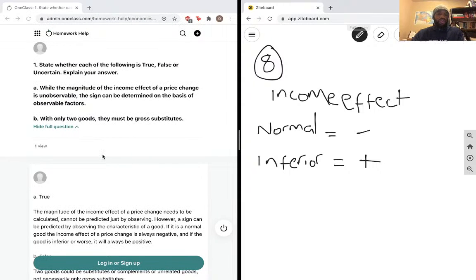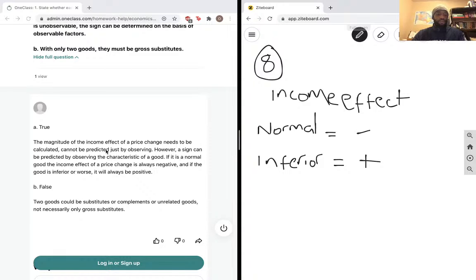And the second question is, with only two goods, they must be gross substitutes. And this is false. Two goods could be substitutes, complements, or unrelated goods, not necessarily only gross substitutes. And that's pretty obvious. If we had two goods, let's say we had a pencil, we had a water bottle. These two goods are completely unrelated. They're not substitutes and they're not complements.